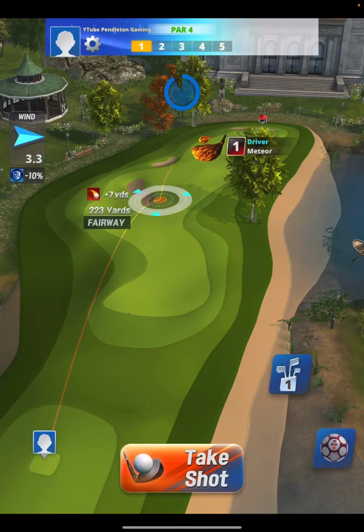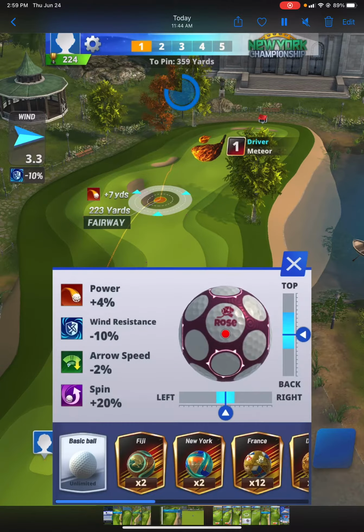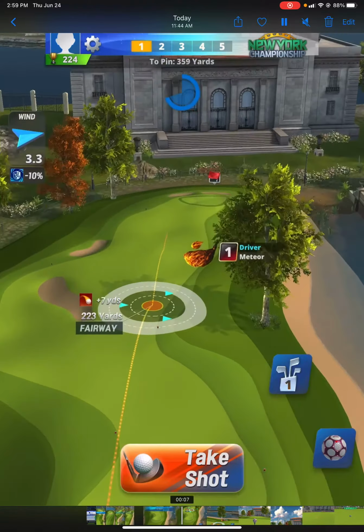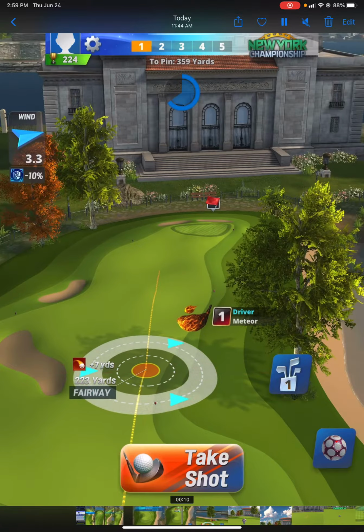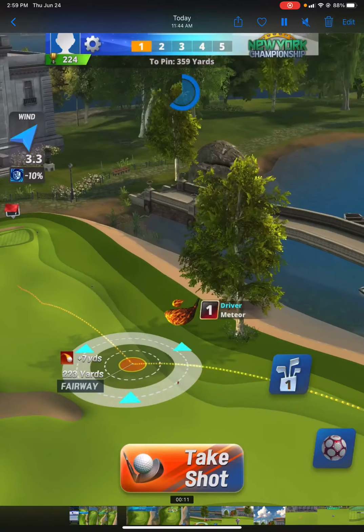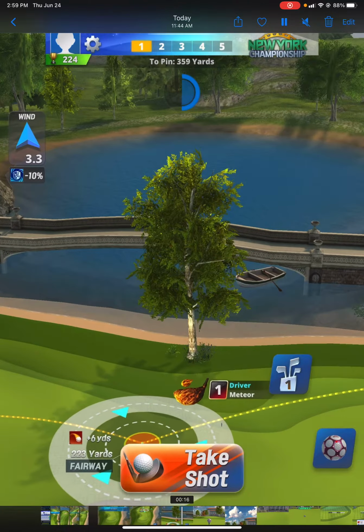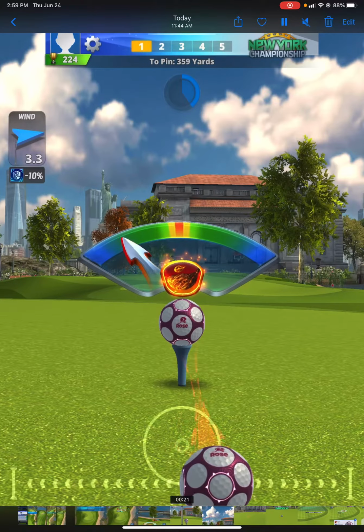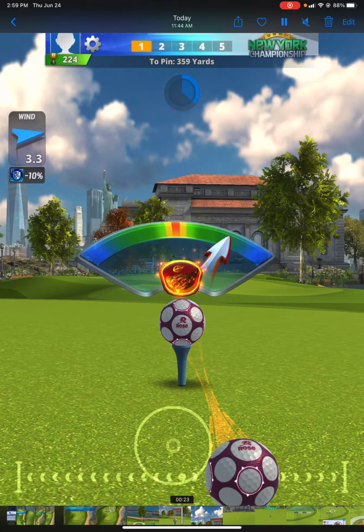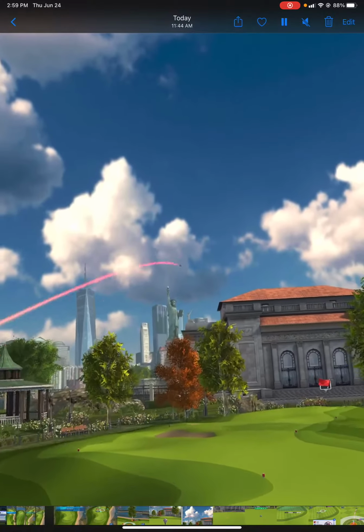All right, now if you don't have a Meteor 2, you're going to have a Meteor 1, which is going to have less power and top spin. So therefore what I'm doing here is the same thing, same ball, same type of drive. You're going to notice max overpower, left side of the ball touching the right side of the target window. Perfect shot.